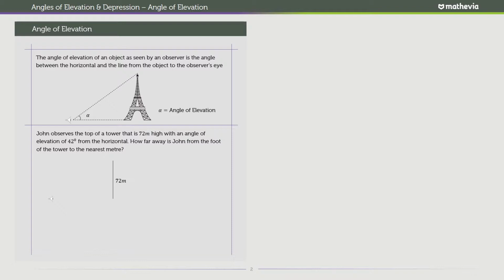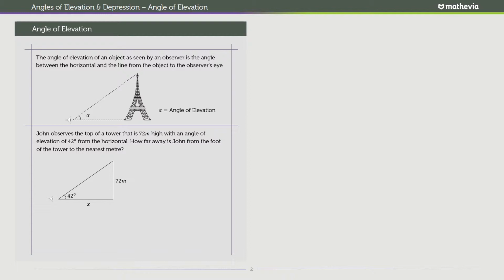But in this case, we're assuming that the person's initial line of sight is directly in line with the base of the tower. So we have a line of sight here. We're going to call this x, which is what we're looking for, how far this person is from the bottom of the tower. Then he tilted his head upwards to look at the top of the tower, and the angle of elevation was 42 degrees.